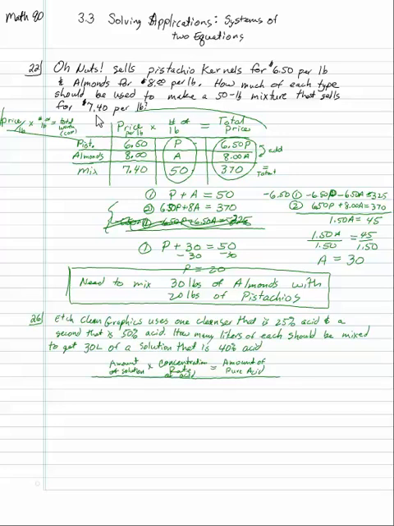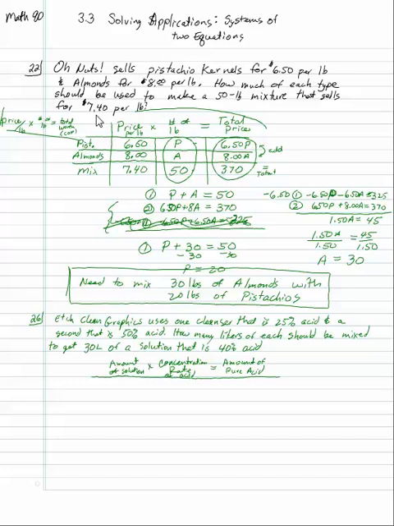26. Etch Clean Graphics uses one cleanser that's 25% acid and a second that's 50% acid. How many liters of each should be mixed to get 30 liters of a solution that's 40% acid? Now I write this up a little different than it's probably explained on MyMathLab or from the book.